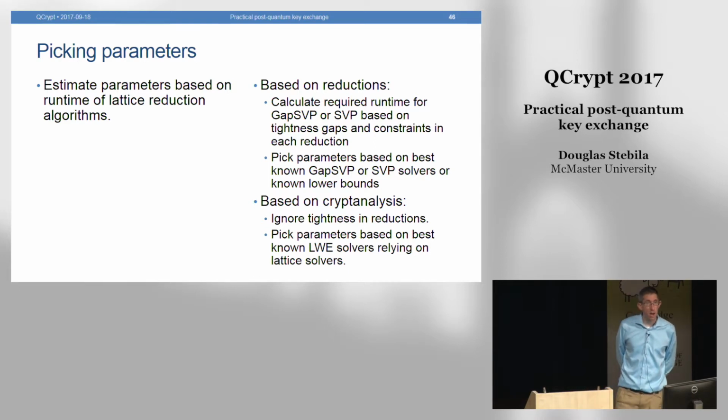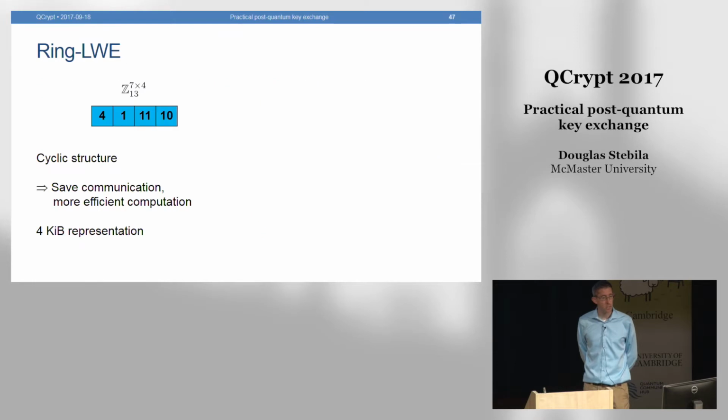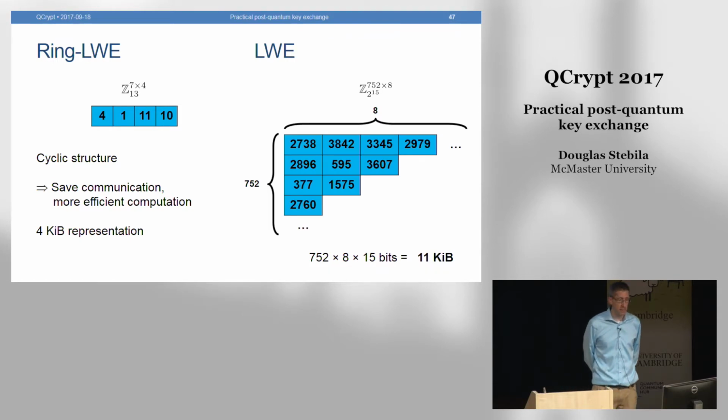All right. So how big are the parameters that we end up with? Well, if you follow the cryptanalytic approach and apply it to ring-LWE, this cyclic structure allows you to save communication, and you'll end up with parameters that are about 4 kilobytes in size. So each party has to send a 4 kilobyte public key in order to establish a secure channel. If we do that for the matrix form, plain LWE, then we have to send larger elements, which end up being about 11 kilobytes in size. So each party has to send 11 kilobytes, 22 kilobytes total to establish a secure communication channel. So those are what we might get for the particular problems we've talked about.